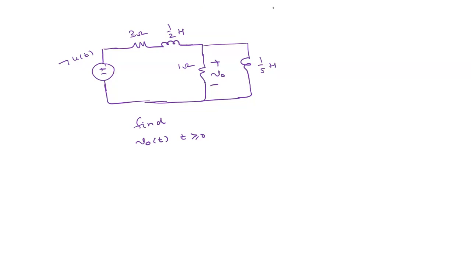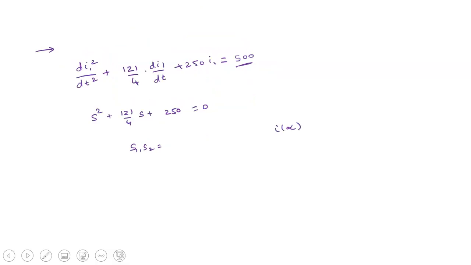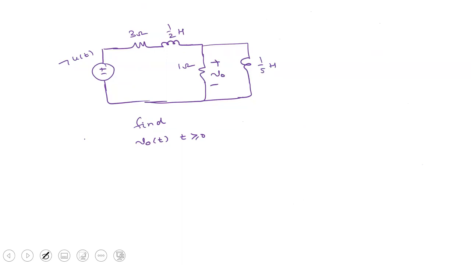In that given problem, we have to consider I1(0) and I2(0), no? Because both inductors are different. Initial conditions both are 0 only, because this is 7 into u(t). If this is I1 and this is I2, then I1(0) and I2(0) are 0 only. So try to solve this one. I have provided the answer also: 2 into e to the power of minus 3t minus e to the power of minus 10t.